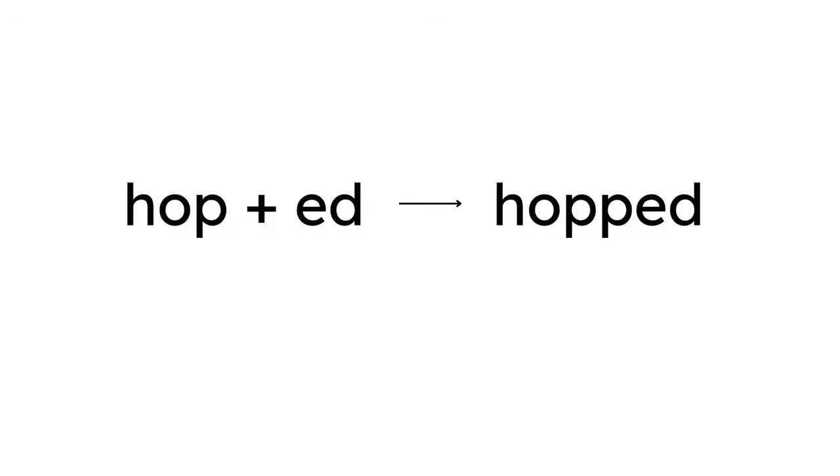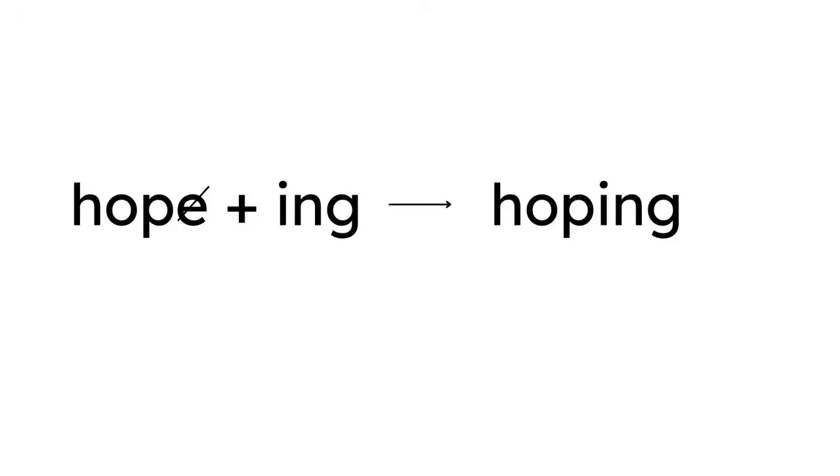a CVC syllable. The E-drop rule tells us that if a word ends in the VCE pattern, as in hope, before we add the vowel suffix, we're going to drop that final E before adding the ending. So if we change hope to hoping, we'll drop the E before adding that vowel suffix.